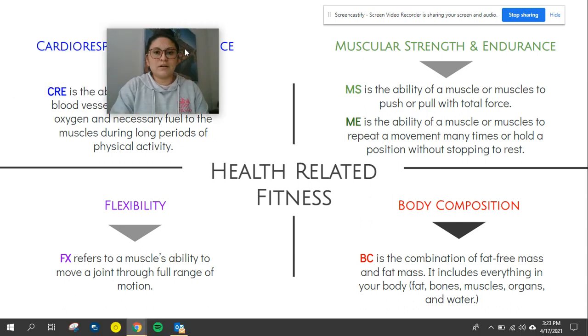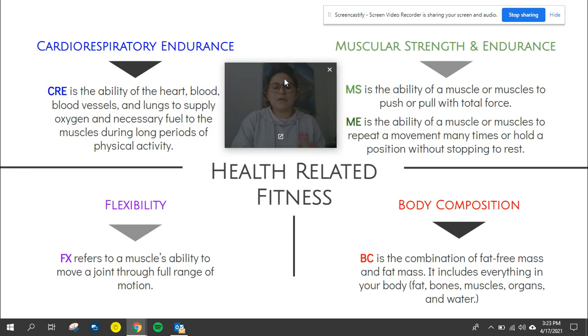Going over a quick overview. These are the 5 health-related components. You'll see that I put muscular strength and muscular endurance together because they are very closely related. Cardiorespiratory endurance, if you read over these on your own, it deals with your heart, your lungs, your blood, and all it deals with is your oxygen coming to your muscles. So when you're thinking about cardiorespiratory endurance, think about the exercises that you need to use a lot of oxygen. Okay, thinking about breathing heavy.